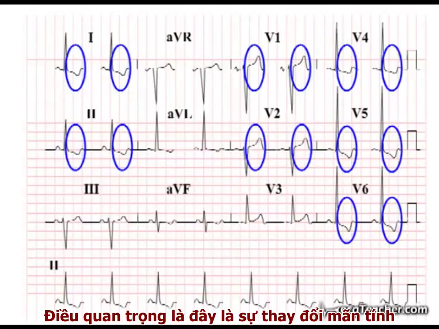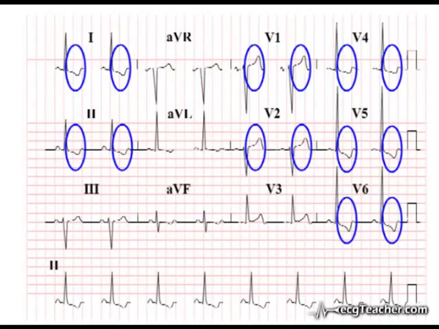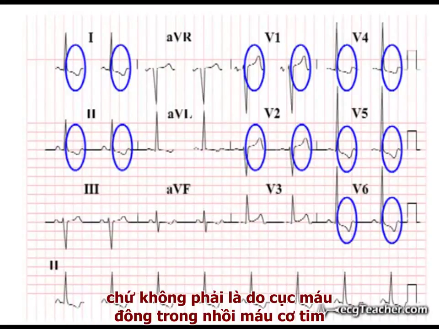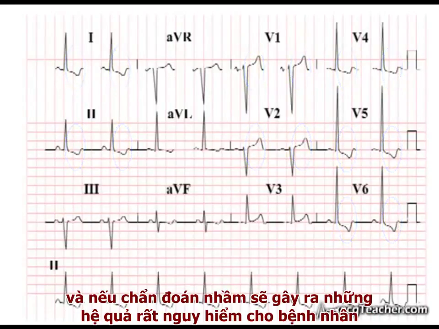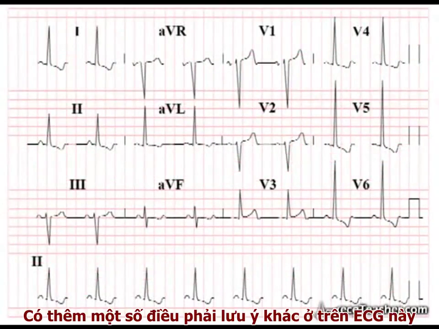The key point is that they are chronic changes and are not due to acute coronary artery thrombosis. They are easily confused with the ECG changes of infarction or ischemia, and misdiagnosis can have catastrophic consequences for the patient. There is one further point of interest on this ECG.